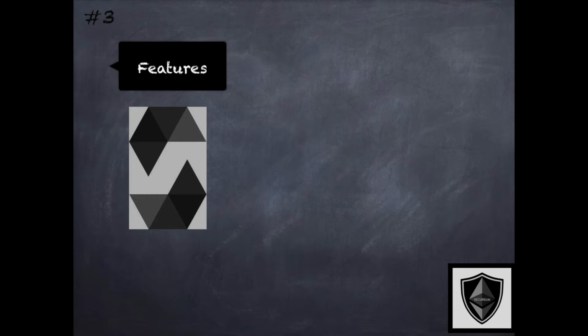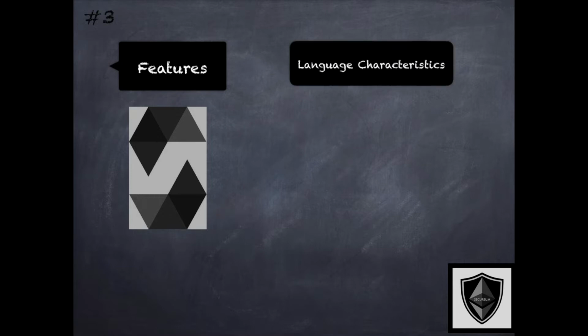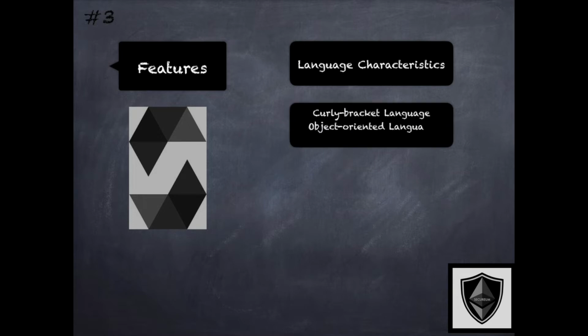What are the features of the Solidity language, the language characteristics at a very high level? Solidity is what is known as a curly bracket language. It means that curly brackets are used to group together statements in Solidity within a particular scope. Solidity is also an object-oriented language. So if you have learned any of the other object-oriented languages, you will find a lot of similarities, especially with C++.